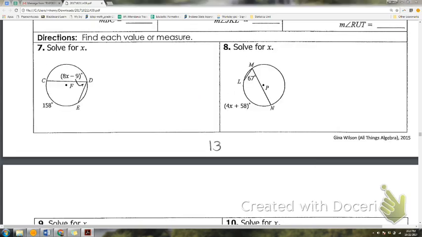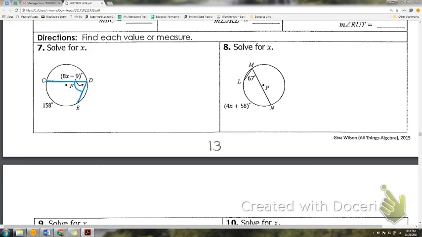Let's look at a couple more examples. If we look at number 7 here, it says solve for x. So we know that this angle is represented by 8x minus 9. And the angle does not equal 158. Remember, it equals half of 158.